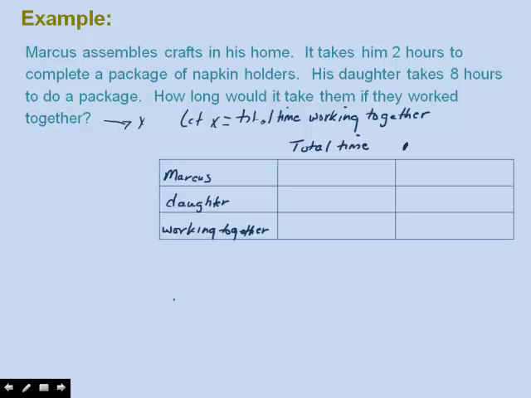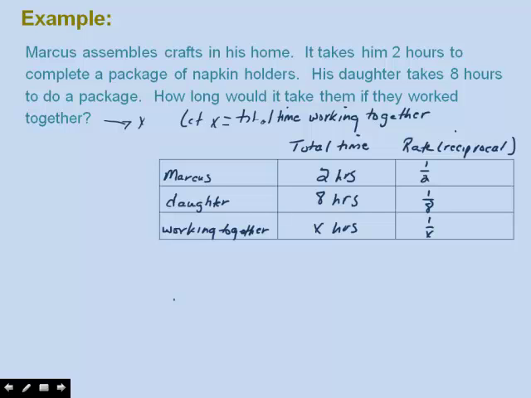And this column is total time, and this one is rate, which is the reciprocal. So the total time for Marcus to complete the task is 2 hours. The total time for his daughter to complete the task is 8 hours. And our question is how long it would take them if they work together. So X hours is the total time for them to complete it working together. Now we do our reciprocals, so we have 1/2, 1/8, and 1 over X.